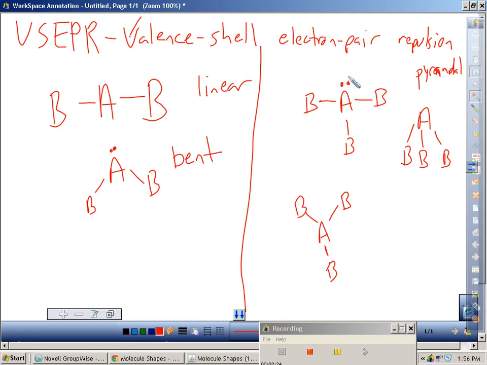If you don't know how to draw these electron dot structures, go back to section 8.1 and 8.2 and look at those. These are the 4 shapes you need to know: linear, bent, pyramidal, and planar.